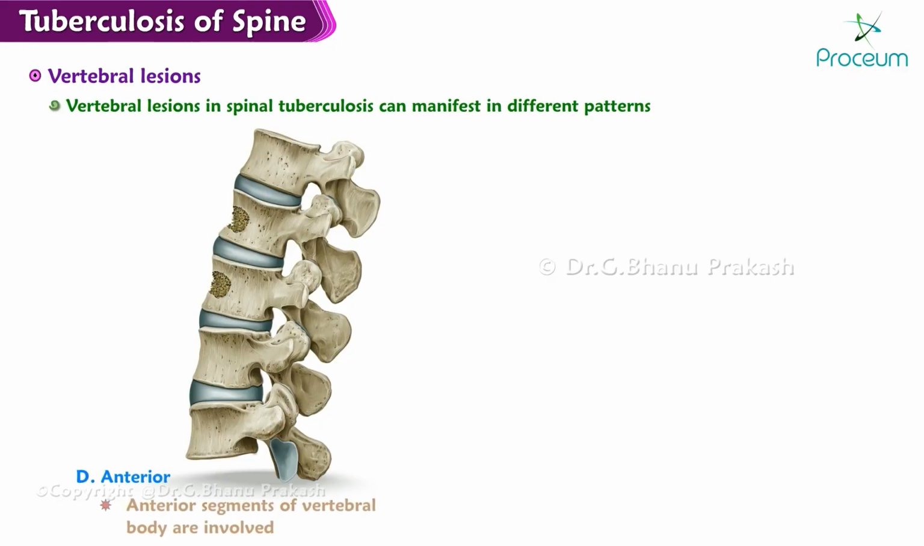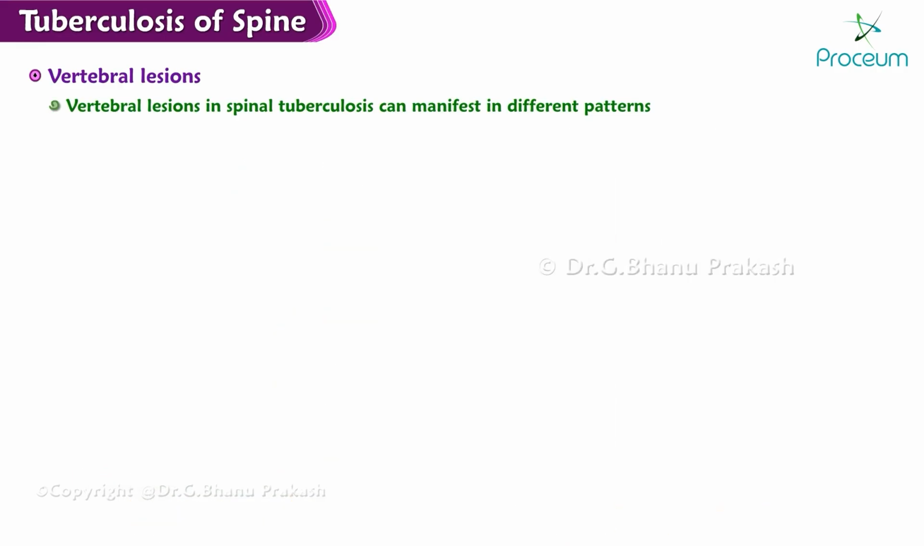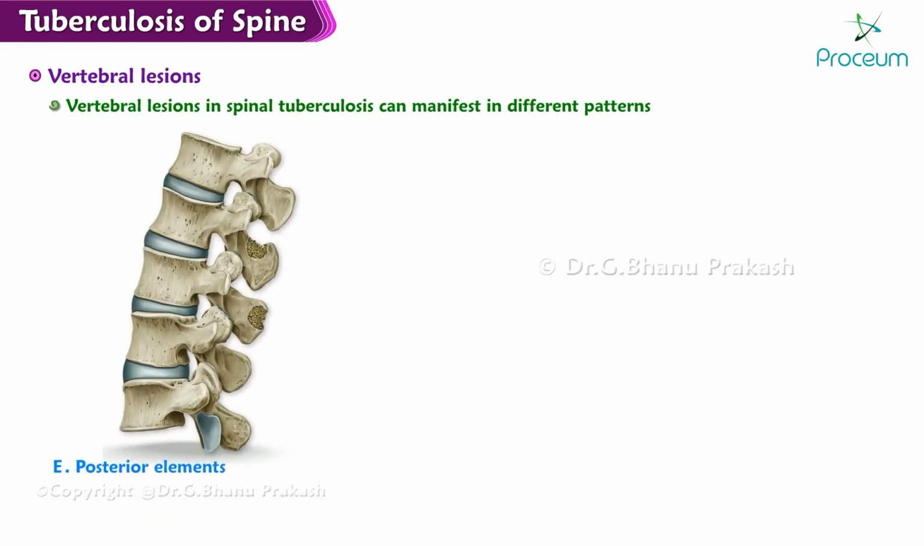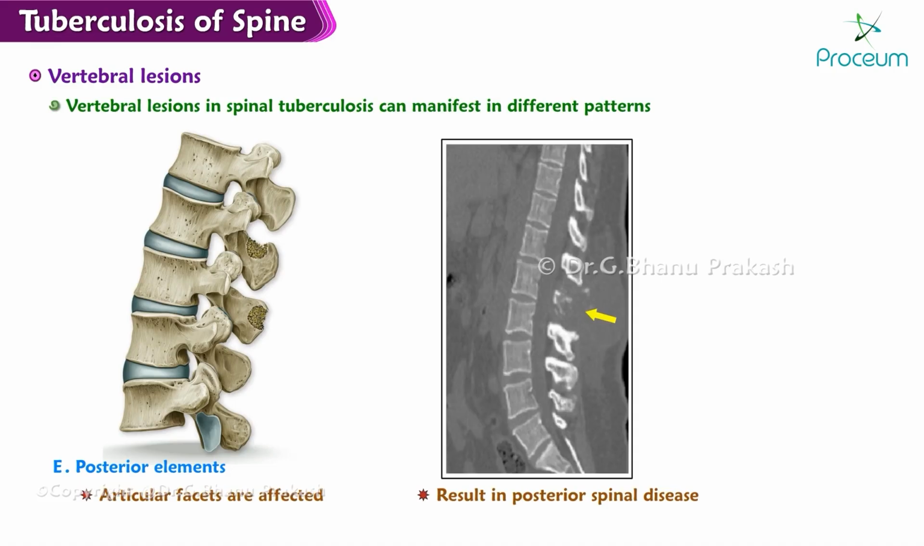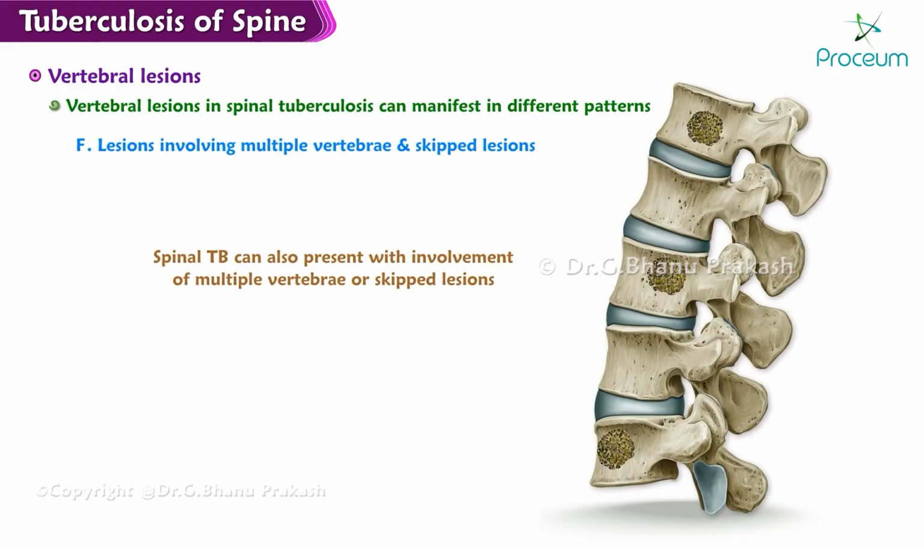Anterior. Anterior segments of the vertebral body are involved in anterior vertebral lesions, leading to anterior collapse of the vertebral body on radiographs. Posterior elements. In some cases, the posterior elements of the vertebra, such as the articular facets, may be affected. This can result in posterior spinal disease and spinal tumor syndrome. Lesions involving multiple vertebra and skipped lesions. Spinal tuberculosis can also present with involvement of multiple vertebra or skipped lesions, where some vertebra are affected while others remain unaffected.